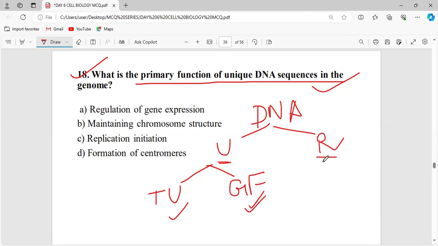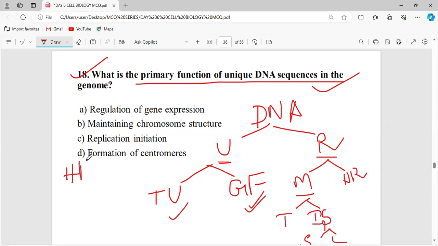And in repetitive DNA, we have two different types: moderately repetitive and highly repetitive DNA. The moderately repetitive DNA can be further categorized into two: tandem repeat and interspersed repeat. In the interspersed repeat, we can find SINE and LINE. In highly repetitive DNA, we can find satellite DNA, minisatellite DNA and microsatellite DNA.